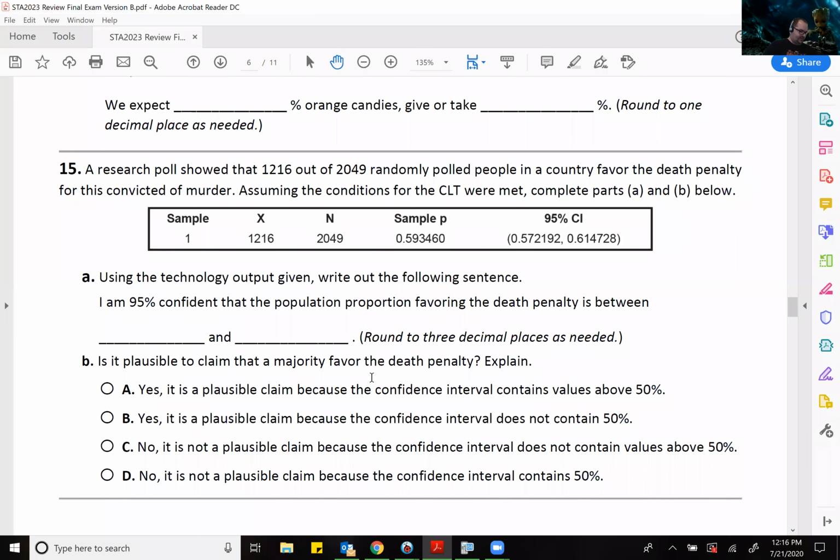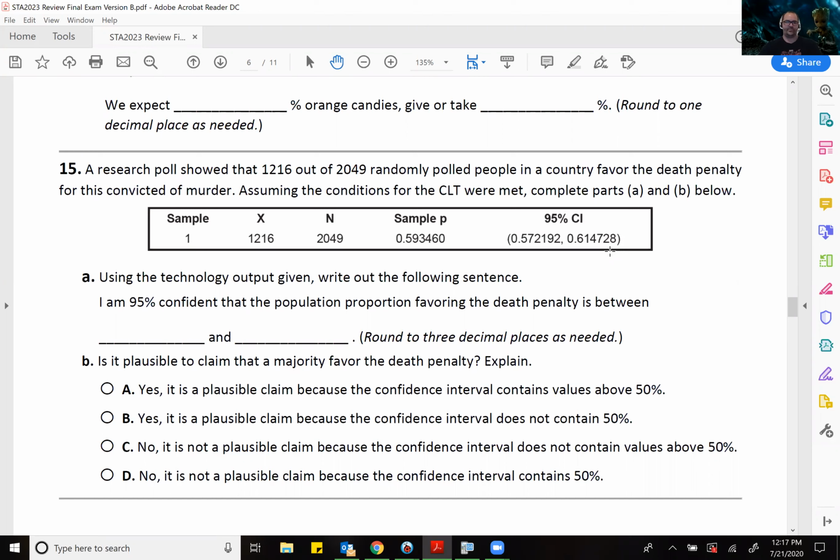So in this one, we are coming from section 7.4. All right, so we've got this technology information right here. So it says, using the technology output given, write the following sentence. I am 95% confident that the population proportion favoring the death penalty is between blank and blank. So we need the confidence interval. So if you come up here and it says round to 3 decimal places, here is the confidence interval. Okay, so you just need to round these 2 pieces into 3 decimal places.